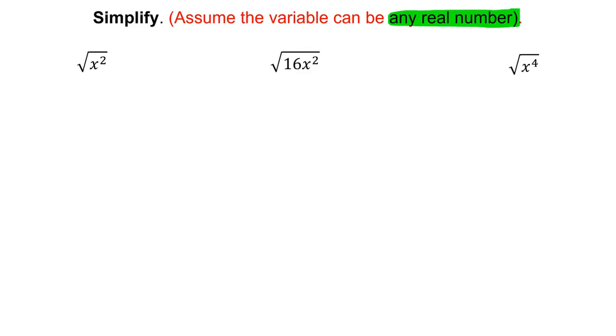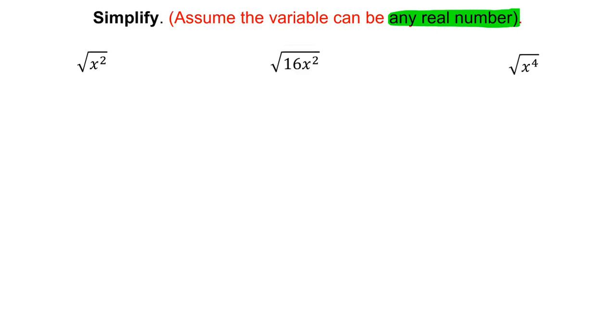If my variables can be any real number, that means the variable might be a positive number, it might be 0, which is really of no consequence to us, or it might be a negative number. Now, the two most important aspects of this is that my variable might be positive or it might be negative. And because it's a variable, I have no way of knowing which it is. So let's look at the first example.